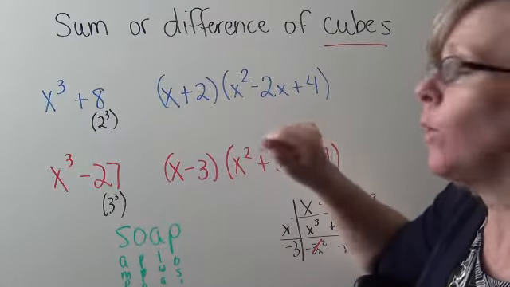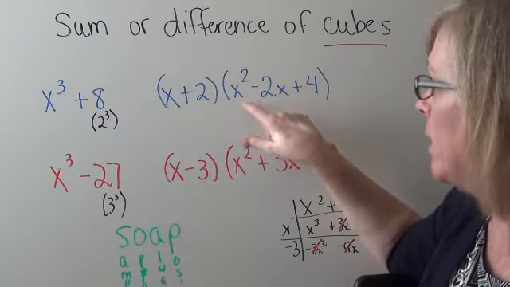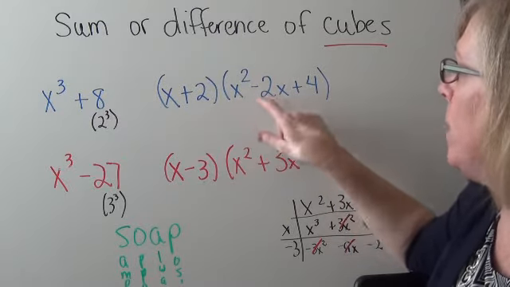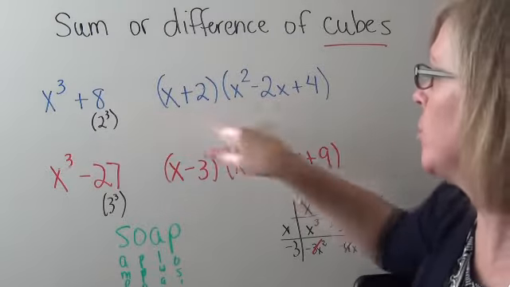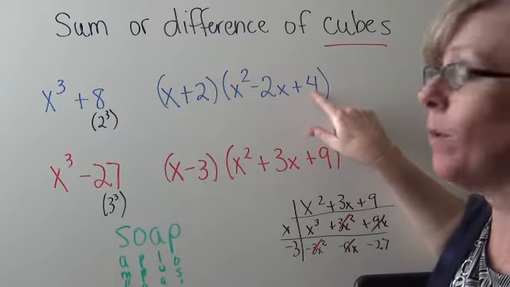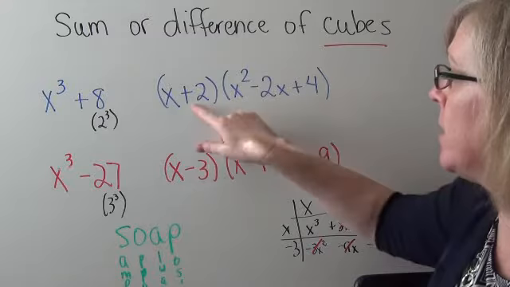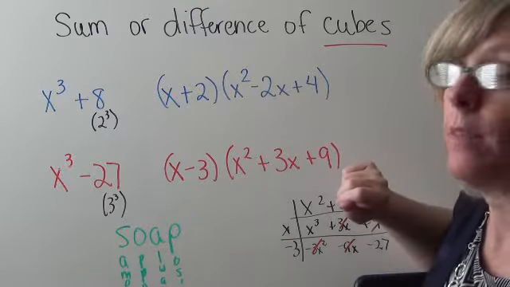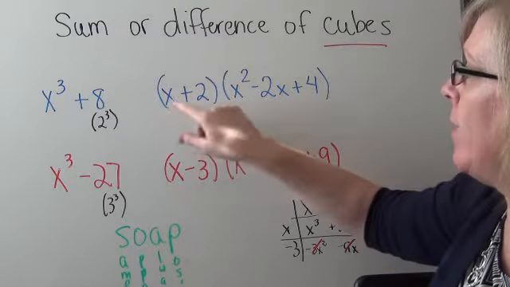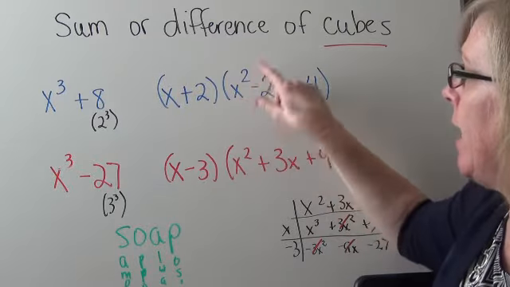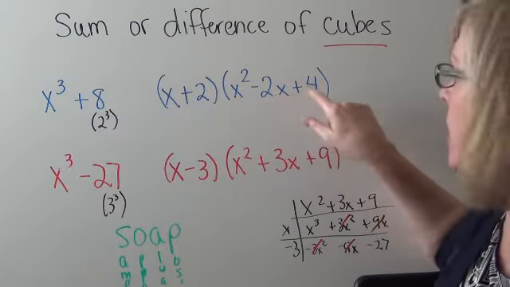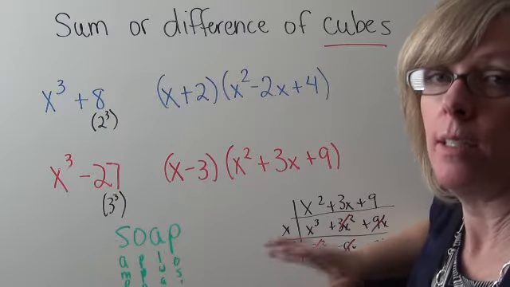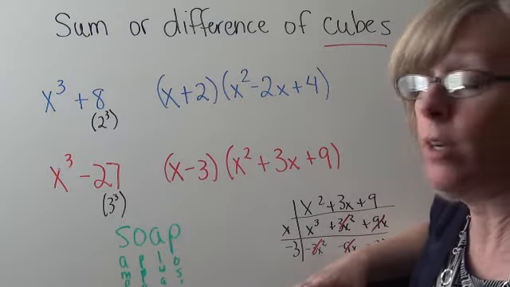The second one is going to be opposite. So x squared minus 2x plus 4 is going to go over here. It has to be opposite of the original sign. And the last sign is always positive. So far I have x plus 2. Then I take x squared minus 2x. I take the number and put it with x. And the last term is positive, the number squared.